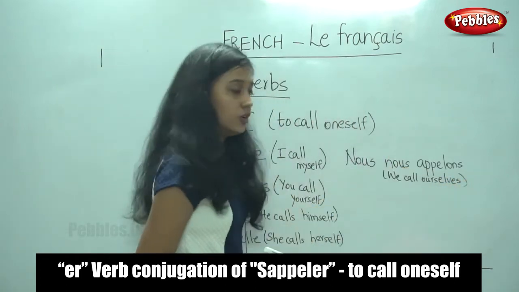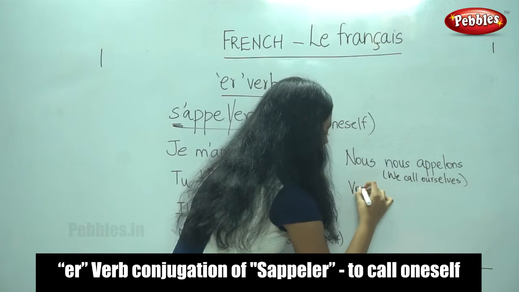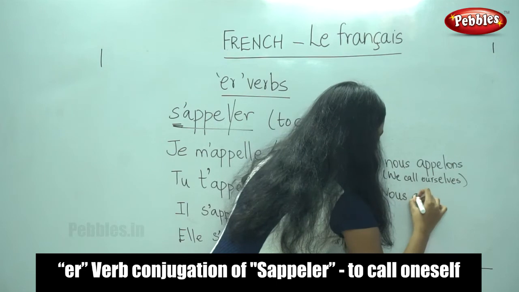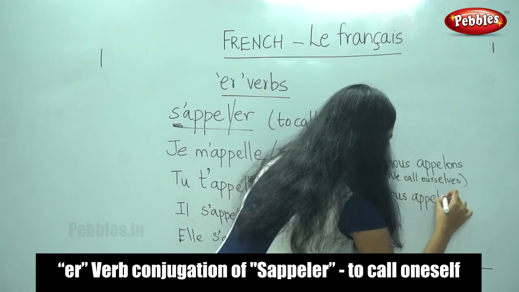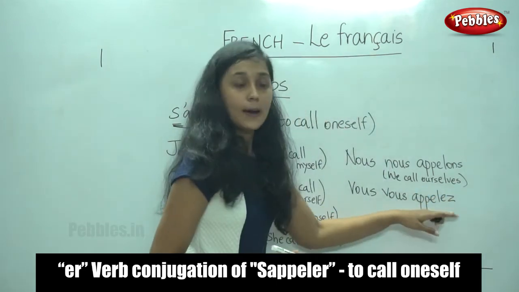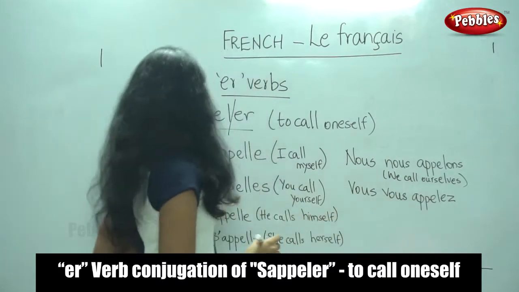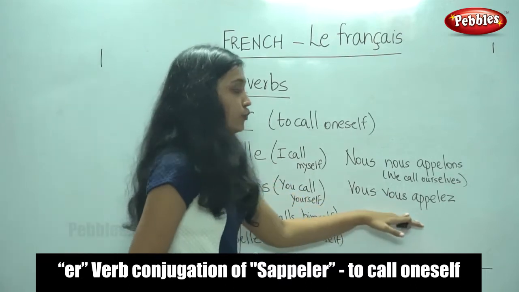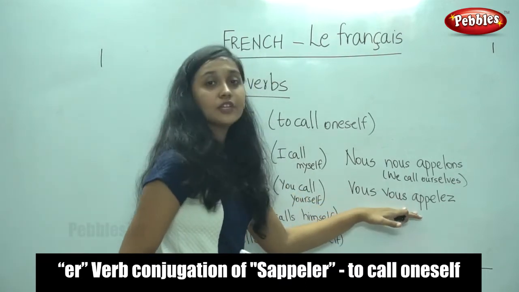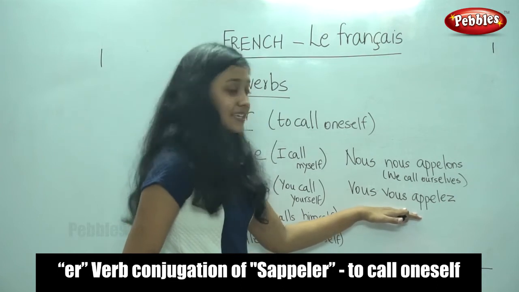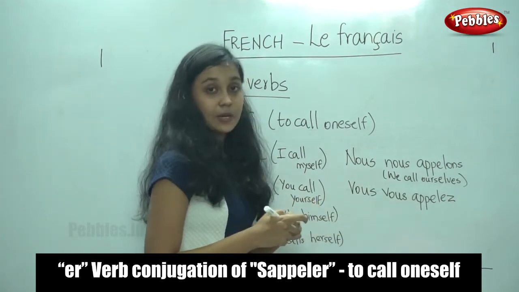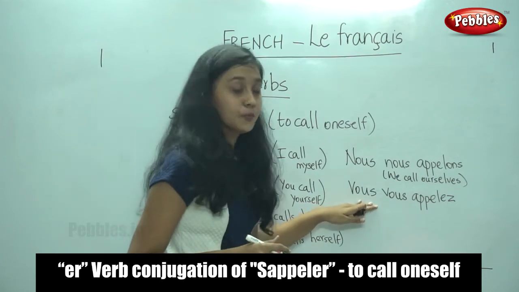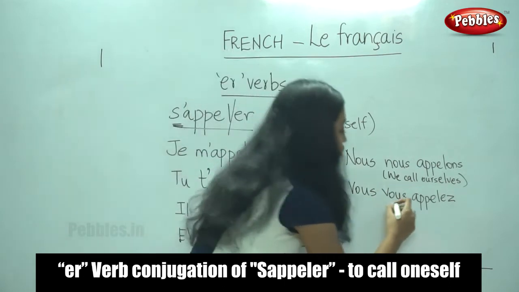Nous nous appelons. For vous, it is vous vous appelez. You call yourselves. So, this one and this one mean the same. However, this is in the plural form. Vous vous appelez is also used when you have to give a person respect. When you are asking a person who deserves respect, an elderly person, or someone of high authority, you would use vous. Vous vous appelez. You call yourself.